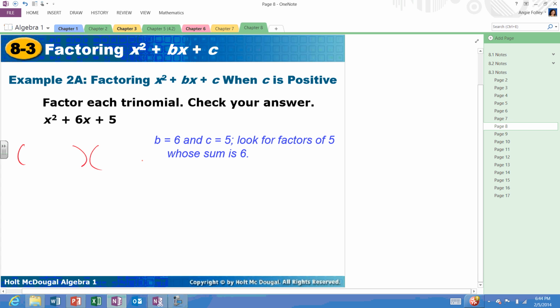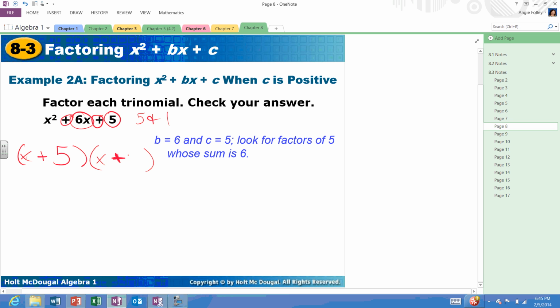Okay, so we're going to start again with our two parentheses. And we know that we need an x at the beginning and x at the beginning. Well, let's look at our last sign. Our last sign is positive, so we know we need two of the same signs. Well, let's look back at the middle. The middle is a positive sign, so that means both of these are going to be positive. Okay? Now we need to figure out what numbers multiply together to give me 5 and add together to give me 6. Well, my only option is 5 times 1.